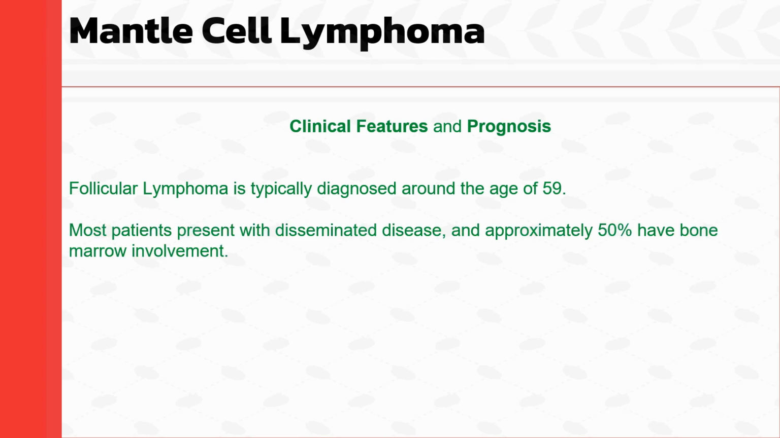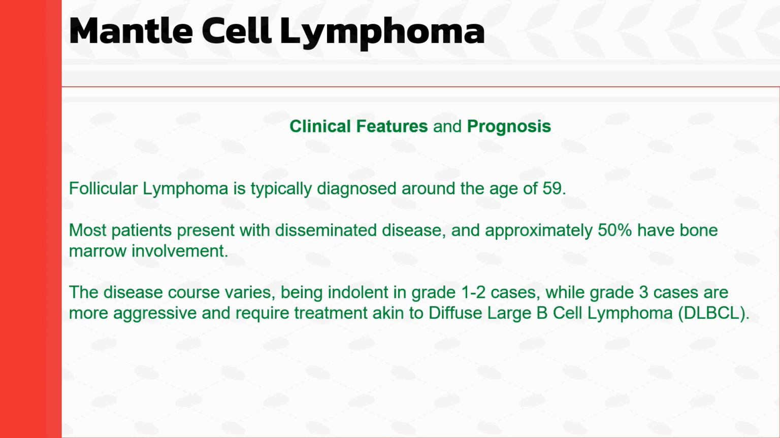Most patients present with disseminated disease, and approximately 50% have bone marrow involvement. The disease course varies, being indolent in grade 1 to 2 cases, while grade 3 cases are more aggressive and require treatment akin to diffuse large B-cell lymphoma, DLBCL.